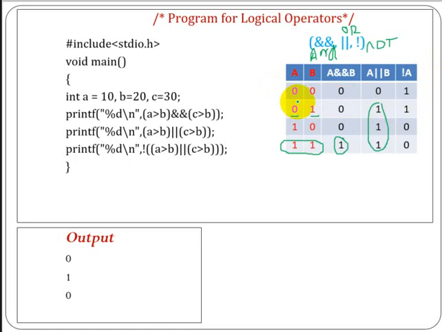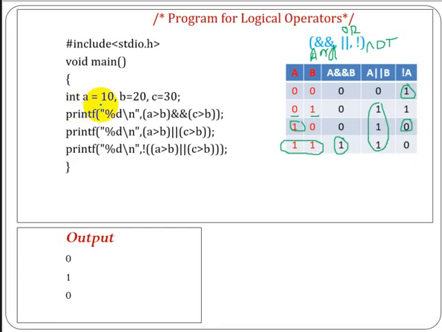And when we are moving on to a NOT operator, a NOT operator will have only one operand, say NOT of A. So whenever you have a value of 0, the output of NOT A is 1. If it is 1, you will get 0. So this is the basic truth table for AND, OR, and NOT. Hope you understood. So now we will go for the programming.